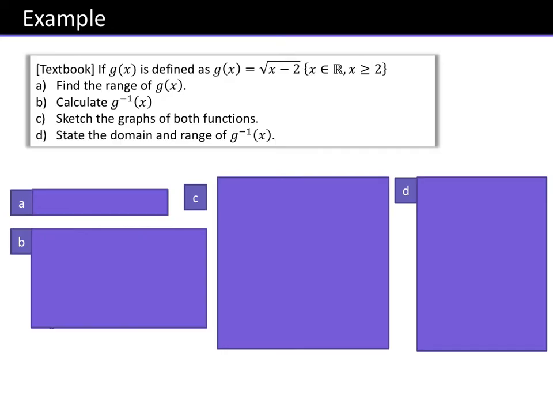So then, here's an example. If g of x is defined as g of x equals root x minus 2, find the range of g of x. It tells us that x has to be greater than or equal to 2. So if we substitute in 2, we're going to get square root of 0. But also, if I substitute in 3, I'm going to get 1, and it's going to go on. So g of x is always going to be greater than or equal to 0.